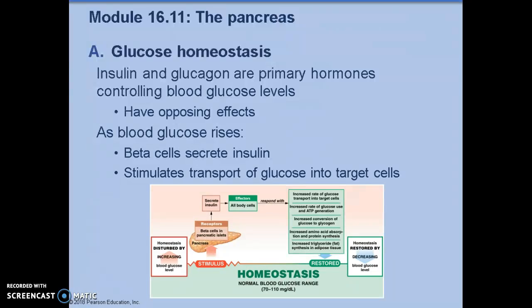So in this chapter, glucose homeostasis is of interest as well as concern, because a lot of Americans have a bit of a problem with glucose homeostasis. Insulin and glucagon are the main hormones that control our glucose levels, and they have opposing effects. So as the blood glucose rises, so you eat your Snickers bar, the levels of glucose in the blood quickly go up. The beta cells secrete insulin, and the insulin is going to allow the cells to take up the glucose.